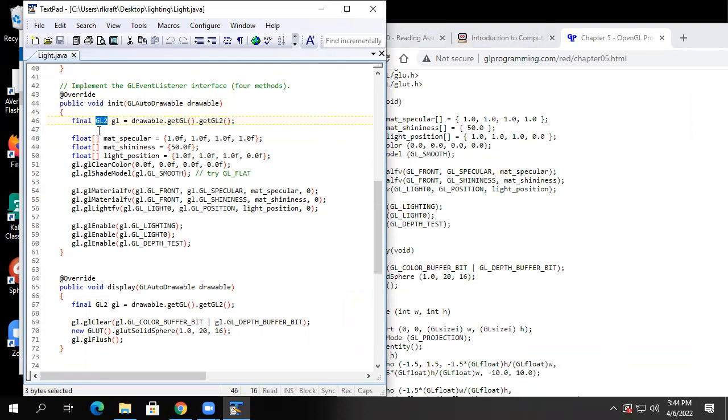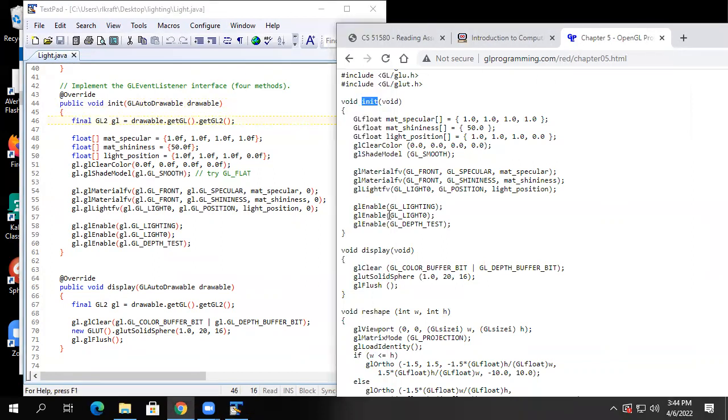Then you just notice that every function that was called in C just gets called inside that object. Every C function now sits inside of that object. So gl.glEnable, gl.glLightv. All you do is stick this object in front of the function calls, because all the functions have essentially been put in this object. So first you have to instantiate the object.